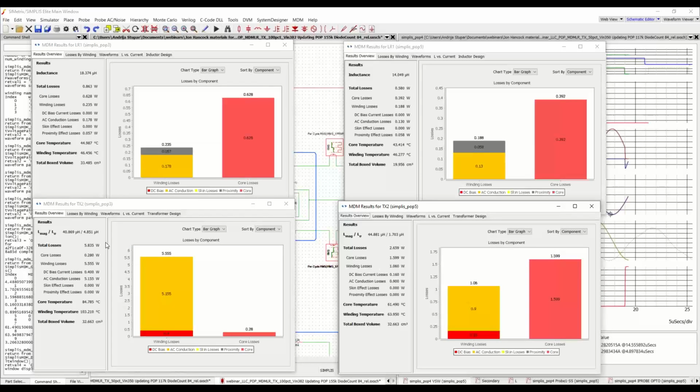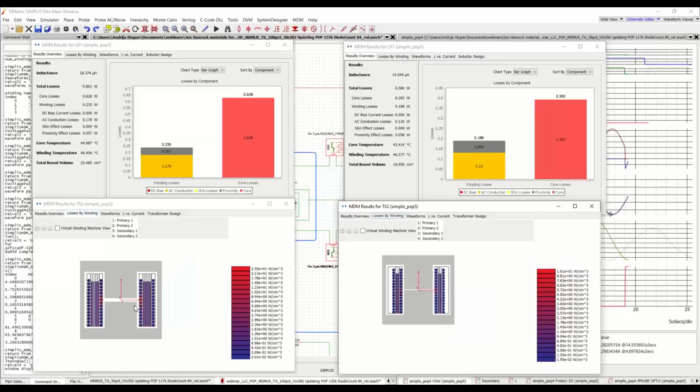And now we can see that whereas previously we had 5.835 watts losses at full load, now with the revised transformer design, we have 2.659. And I would like to point out that if you take a look superficially, you might say, well, these two designs are not that different. We have Litz primaries, we have foil secondaries, we have the same core. And this is where MDM really shines.